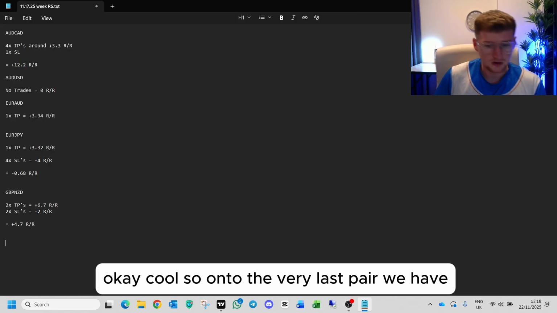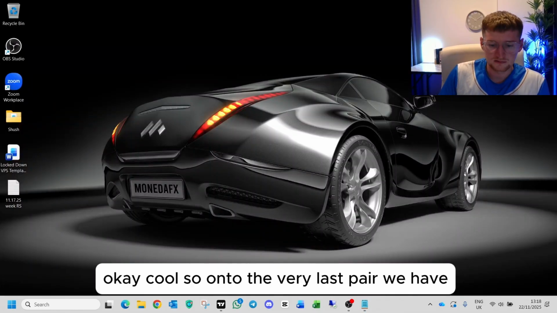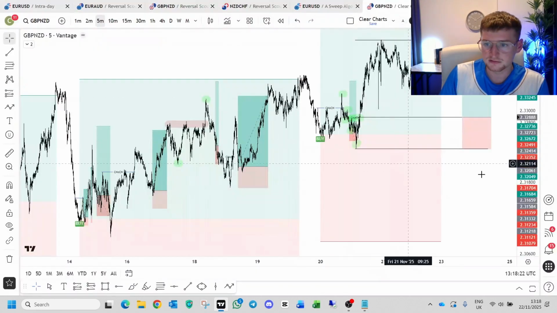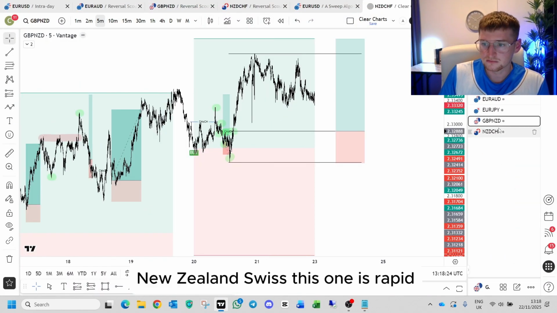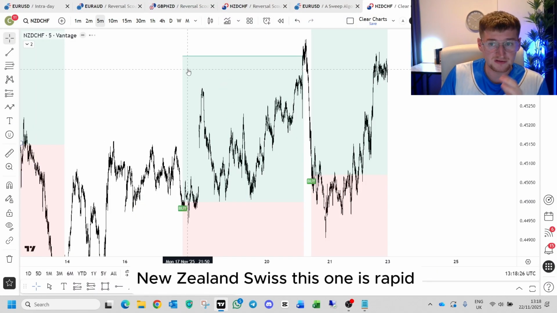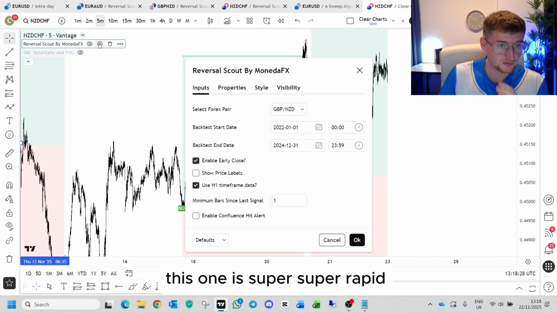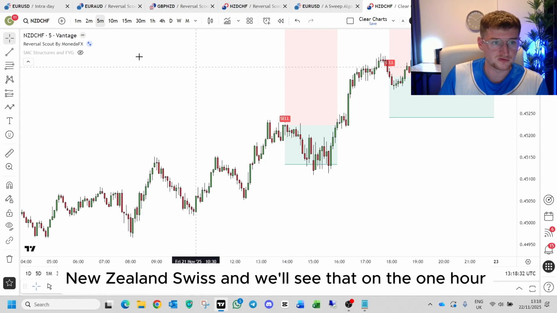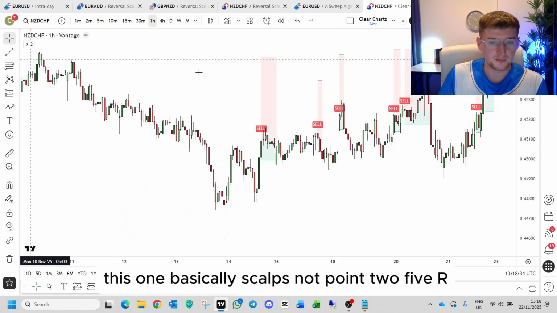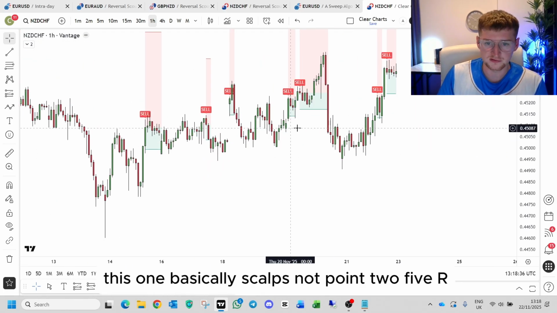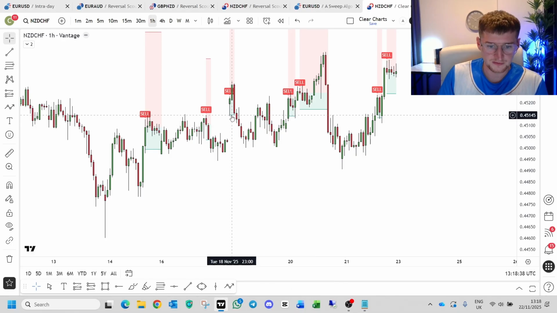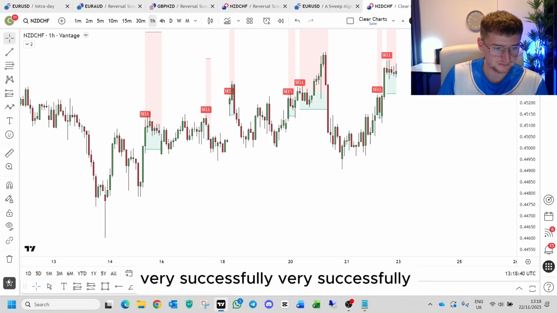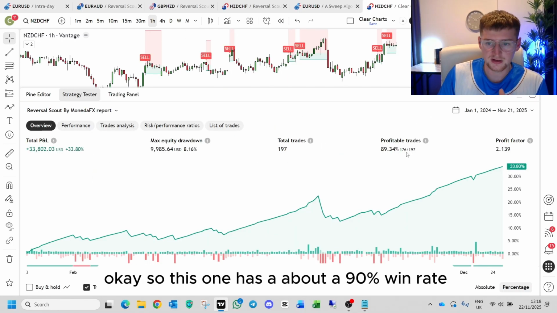Okay, cool. So on to the very last pair, New Zealand Swiss. This one is rapid. This one is super rapid. Okay, so we go here, New Zealand Swiss, and we'll see that on the 1 hour, this one basically scalps 0.25 R risk to reward very successfully. Okay, so this one has about a 90% win rate.